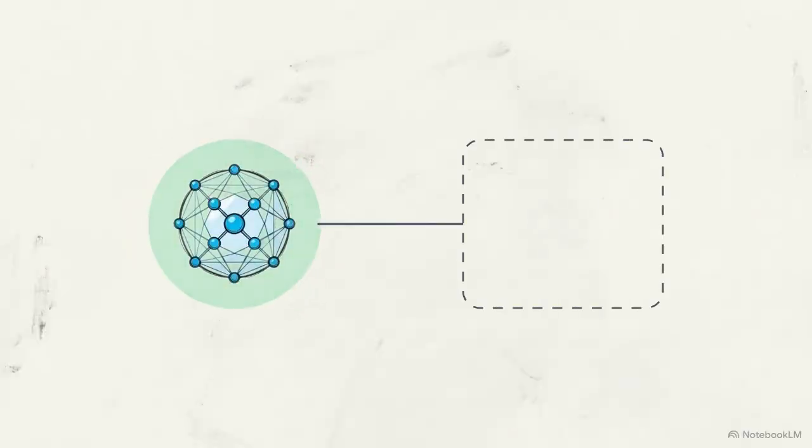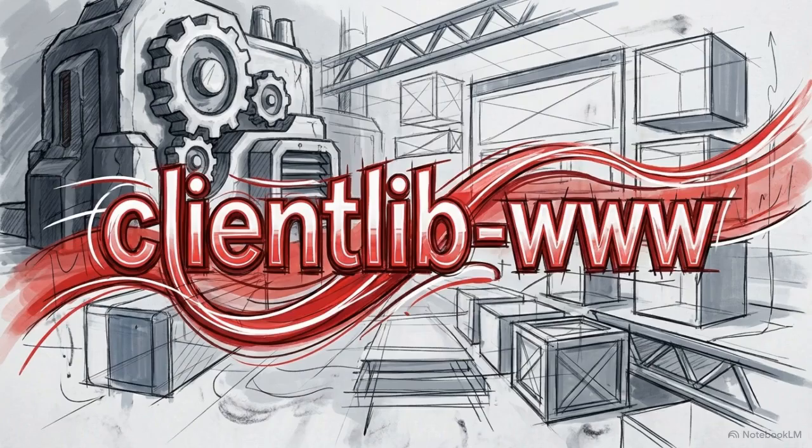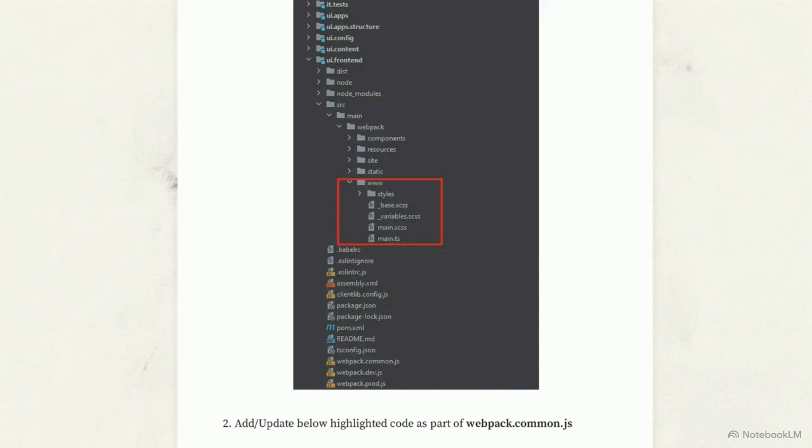Now that the basic pipeline is running, let's look at how to expand it. We're going to create a brand new custom asset pipeline called ClientLib-www. Step 1 is structuring the source files. Inside your source directory, right next to the default site folder, create a new folder named www. Inside that, set up your basic TypeScript and SCSS files.